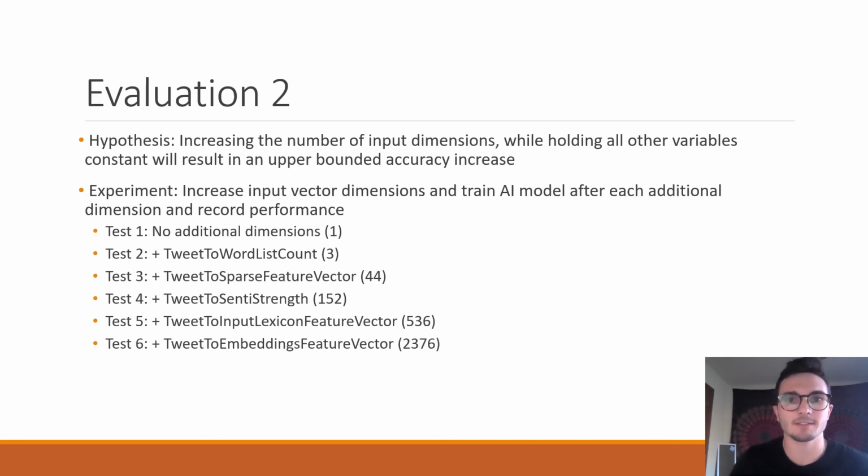My second evaluation was on the pre-processing of input data. From the analysis research paper, I hypothesized that increasing the number of dimensions to the input would have upper bounded results on the accuracy of the algorithm. Throughout each test, I performed additional pre-processing of input data and tested the input data using a fast linear classification algorithm.